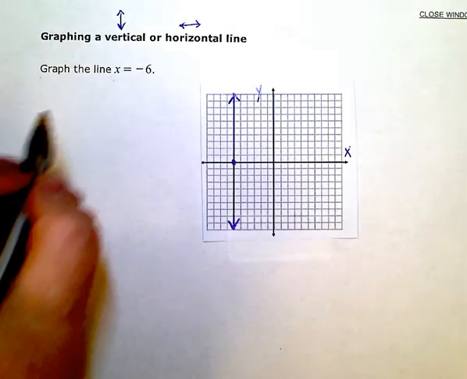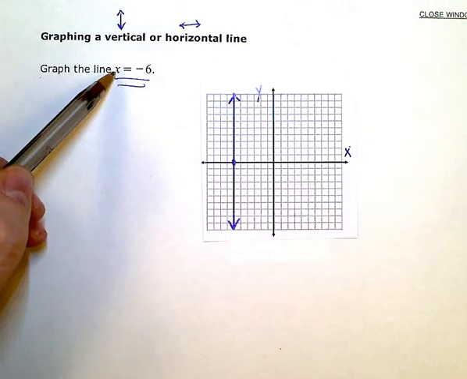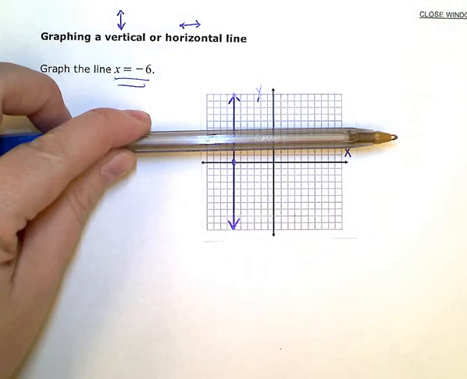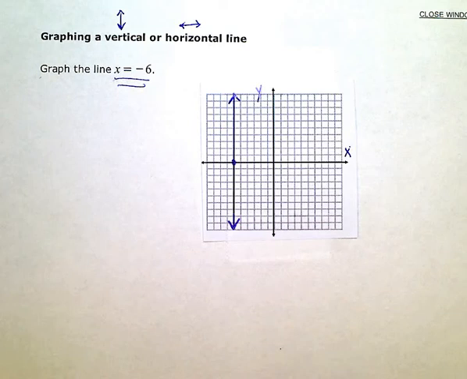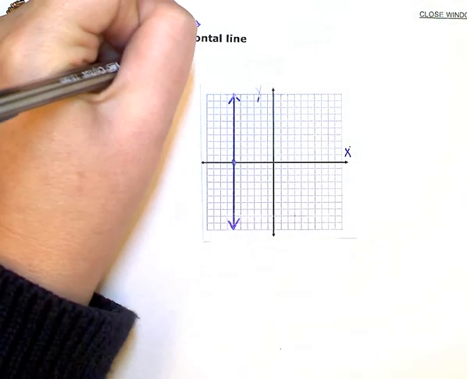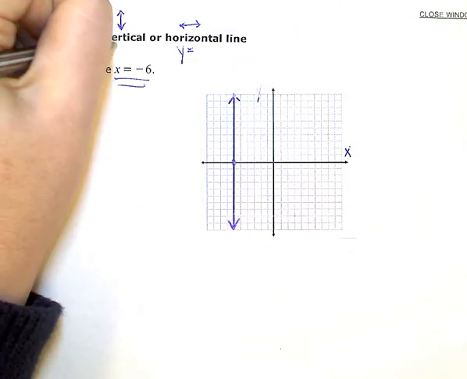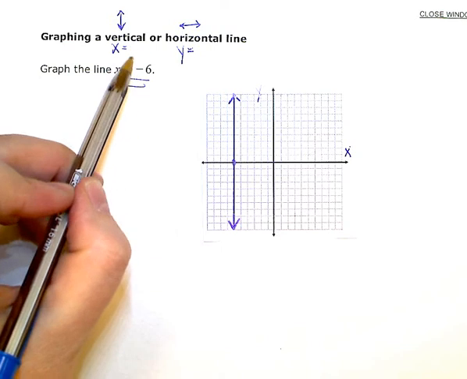Okay, that's my intercept. If I was graphing a line that was y equals and then a number, it would be a horizontal line, going this way and crossing only the y-axis. So horizontal lines are y equals and then some constant. Vertical lines are x equals and then your intercept, or the constant where you cross the axis.